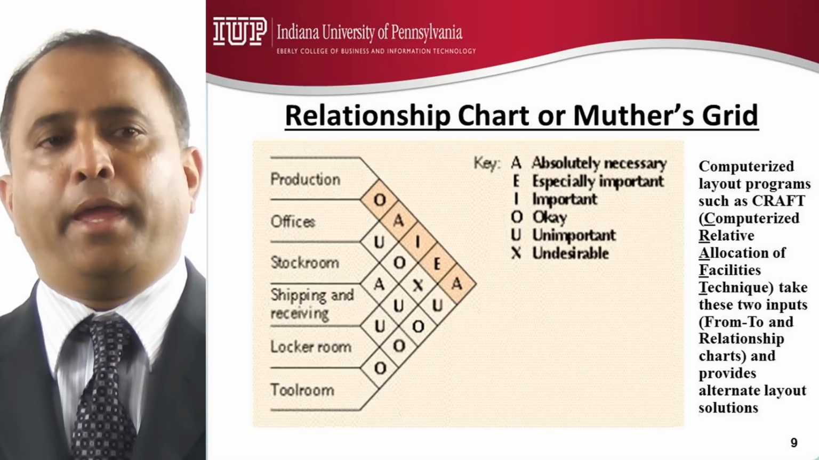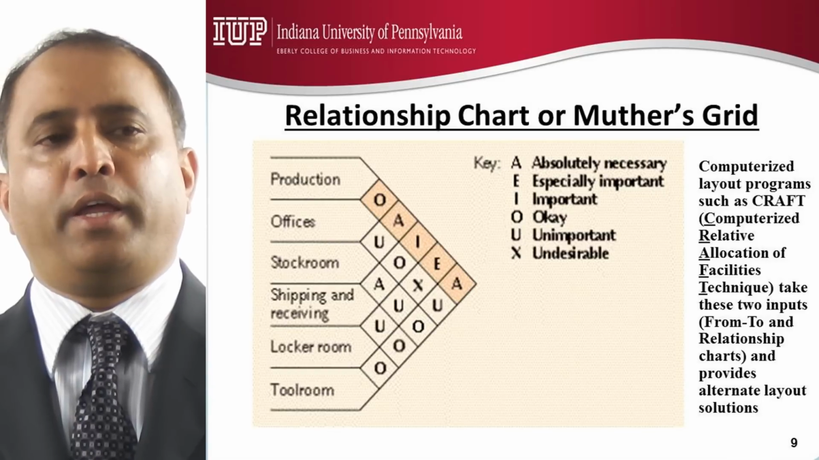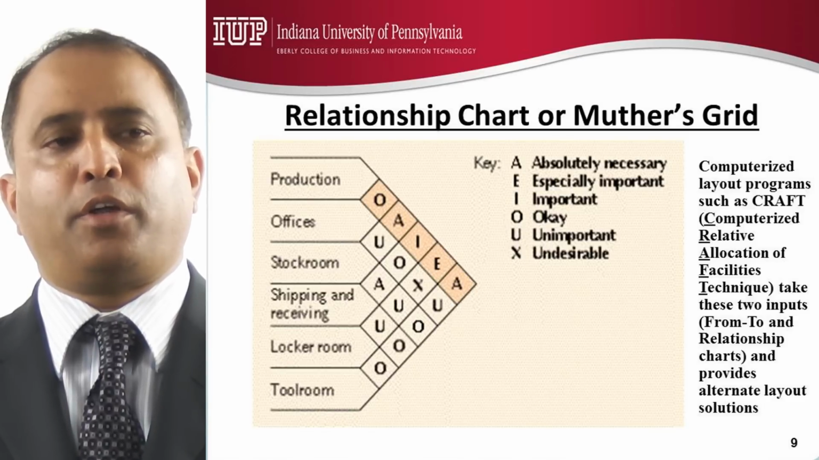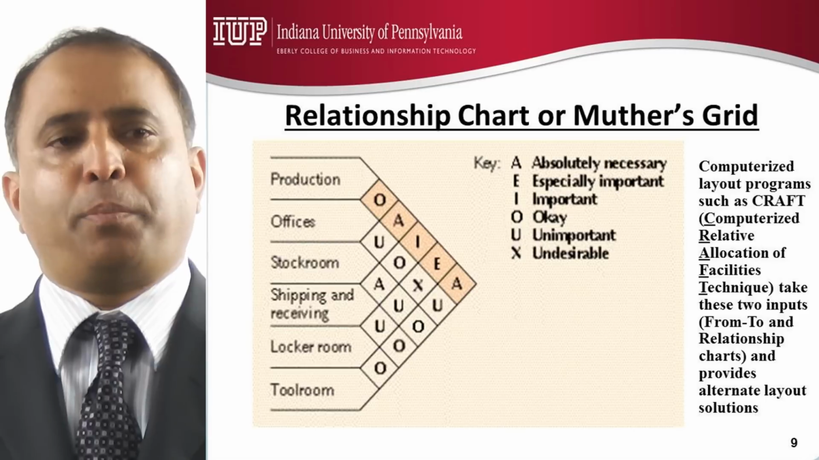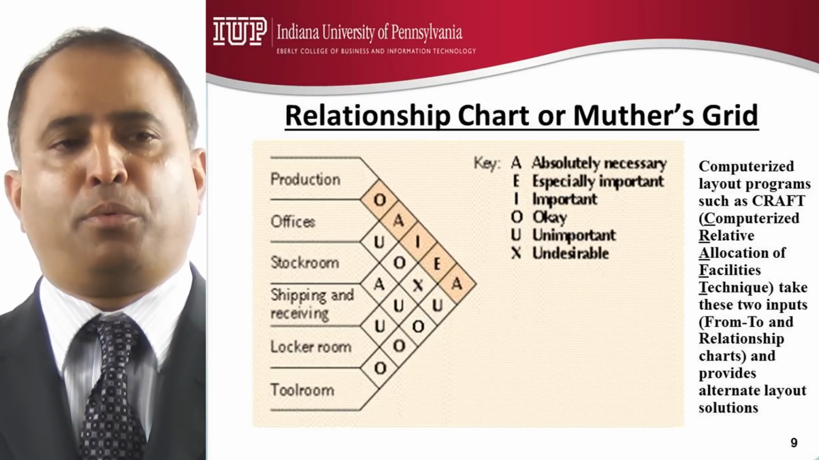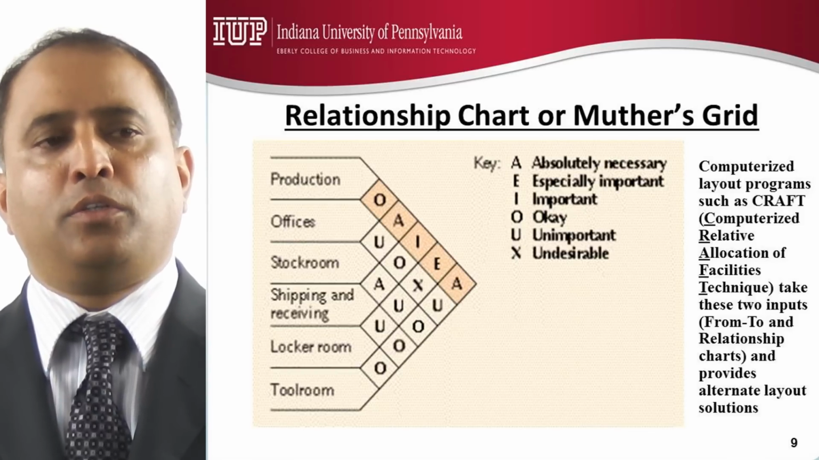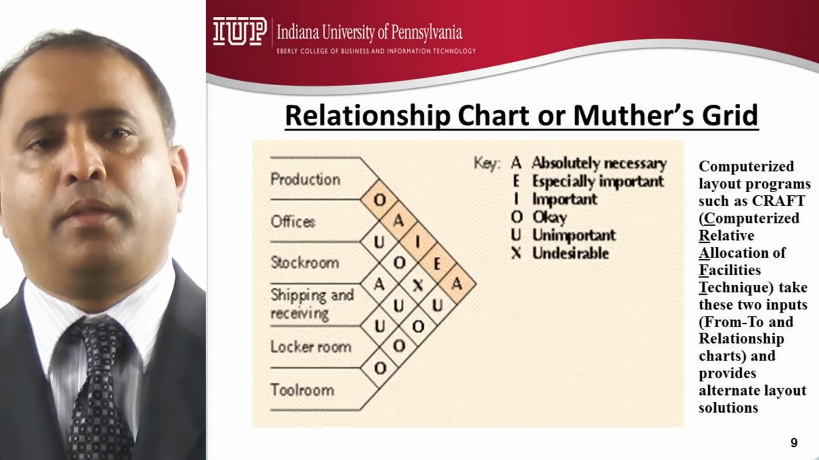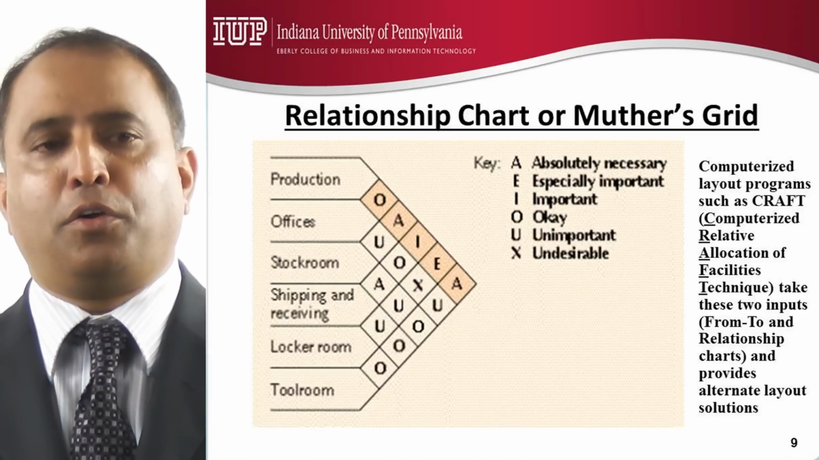So if you look at the key, A is absolutely necessary. So look at that. It is absolutely necessary. Look at where A is. You have it for production and stockroom. So it is absolutely necessary that the production and the stockroom are right next to each other. Then if you look at especially important, E. So you look at production and locker room. They're especially important. U is unimportant. It is unimportant to have shipping and receiving right next to the locker room. Okay? Now look at X, undesirable. You don't want to have the offices right next to the locker room.